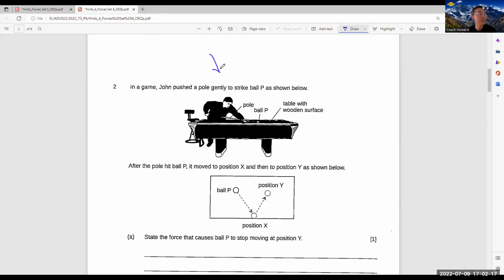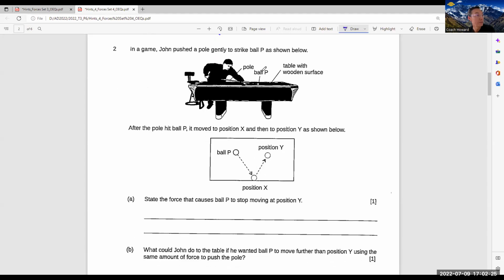Okay, this event, sometimes called snooker. You can see that in this game, John pushes a pole gently to strike the ball P. Ball P is here, and it is usually a white ball in snooker. It hits the other ball and then changes position. State the force that caused ball P to stop moving.